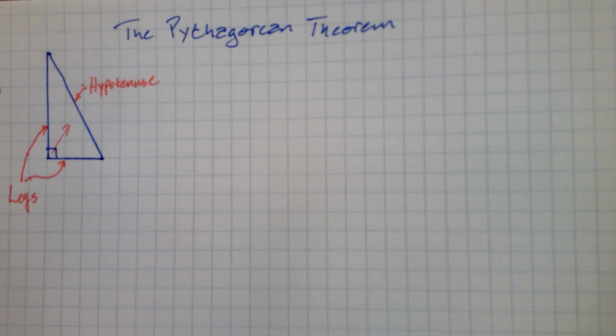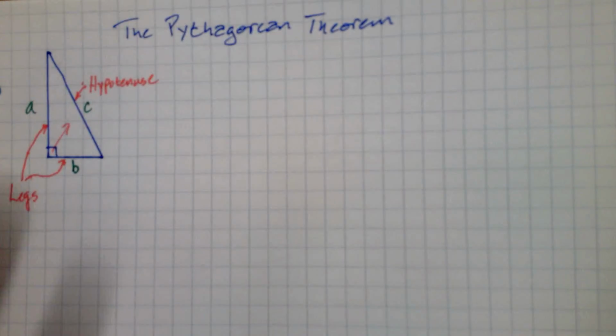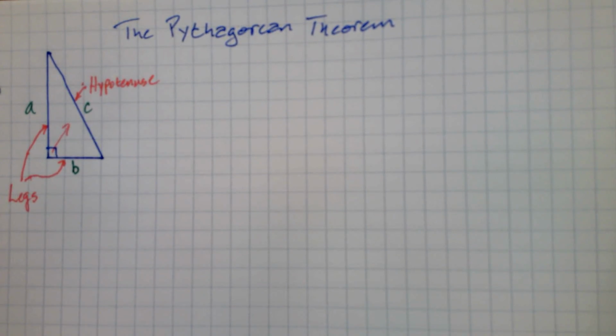So we have those. So let's say we label them. A for one leg, B for the other, and C for the hypotenuse. Hypotenuse is always going to be C. So the longest side should always be C.